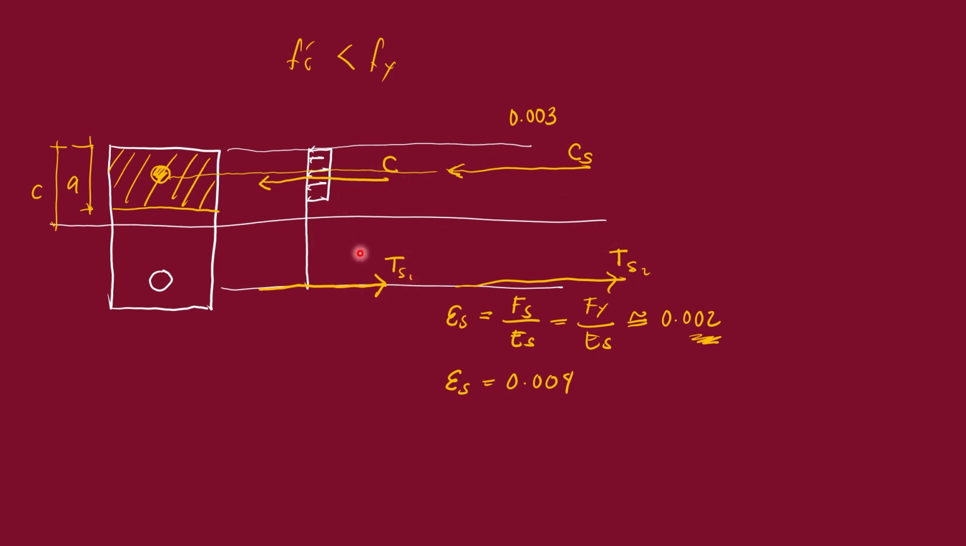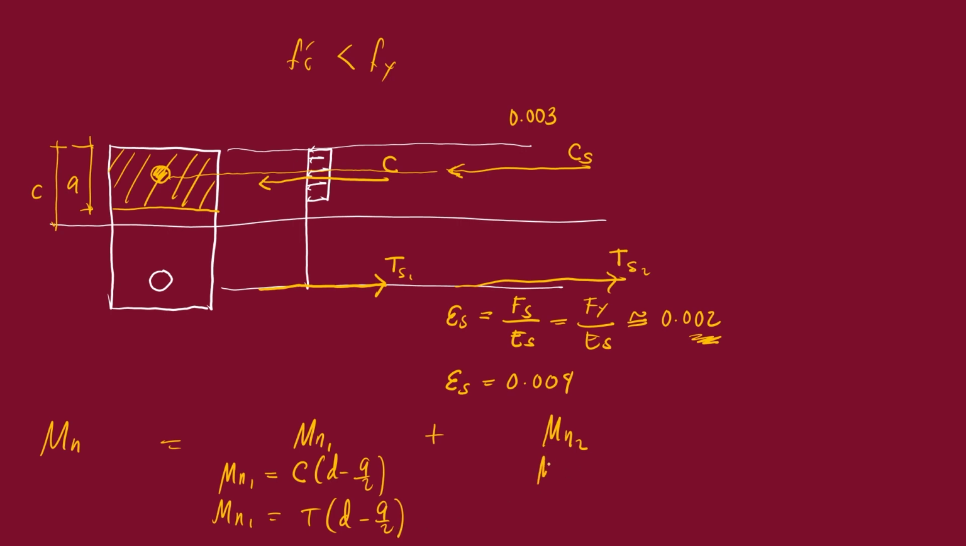The magnitude of the couple here is denoted by Mn1, and the magnitude of the couple here is denoted by Mn2. So the sum of the two is the total nominal capacity of the section. So your Mn, the capacity ng section, is actually equal to Mn1 plus Mn2. Where your Mn1, take note, is either C multiplied by d minus a over 2, o kaya naman T multiplied by d minus a over 2.